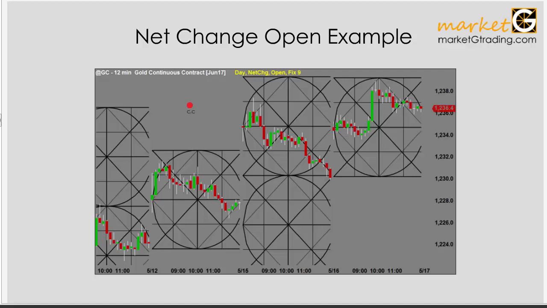So what I've got here is a gold chart with pit sessions, custom sessions, and I'm using the open of the pit session to draw these squares. The open of the pit session is something that most traders don't even pay attention to anymore. But look, I've drawn a very concise support and resistance system here based on nothing but the open of the pit session. And you can do this with bonds.